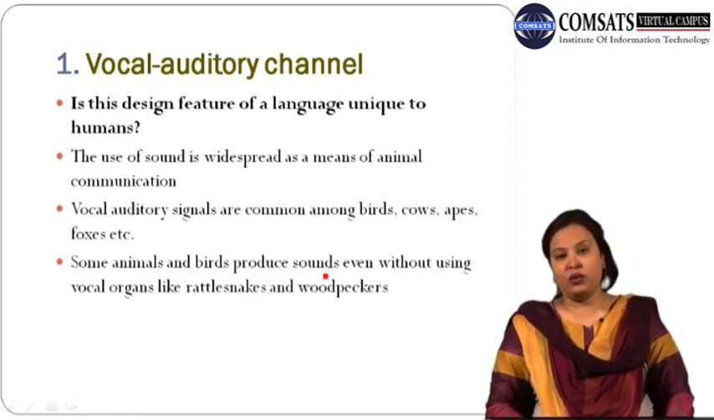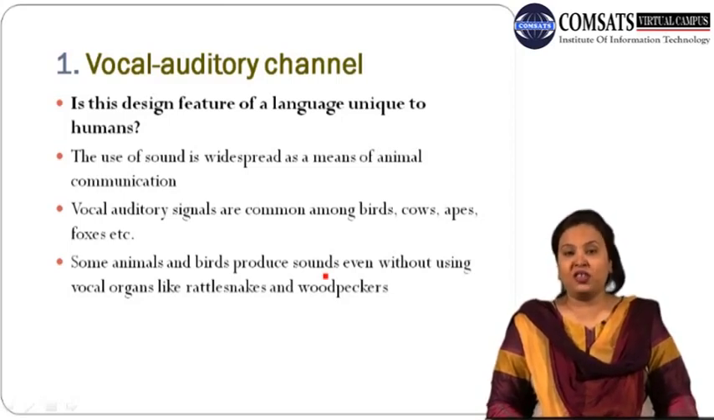is this design feature of language unique to humans? We need to reconsider it. Because according to linguists, psychologists, and different researchers who are doing research on animals, they came up with the idea that the vocal auditory organs are also possessed by animals. Animals also have mouths, tongues, maybe vocal cords, and ears. You have observed so many animals around you, so you can see they have proper vocal auditory organs. So we cannot say that language is possessed only by us, because maybe vocal auditory organs are not the only condition to possess a language.